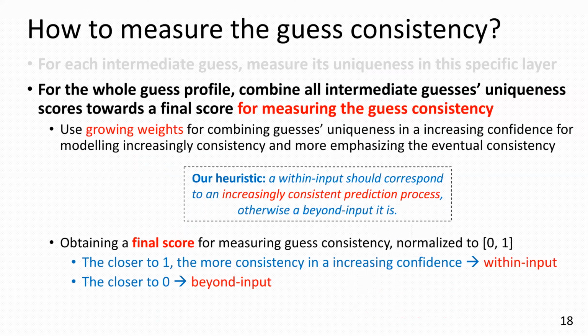Then, after obtaining the uniqueness score for all intermediate gases, we combine them together considering a growing weight for modeling our concerned increasingly consistent property. Such obtained final score is normalized between 0 and 1. The closer to 1, the more increasingly consistent the profile is, and the more likely the input is within. Otherwise, it is a beyond. Until now, our approach is able to measure the gas profile of any input sample at runtime and gives its score.